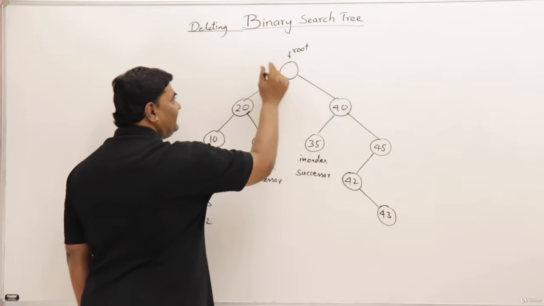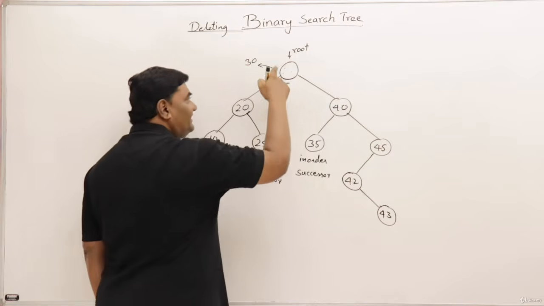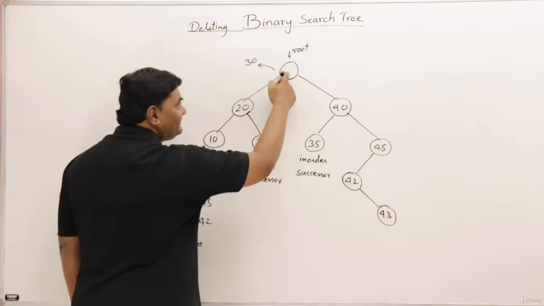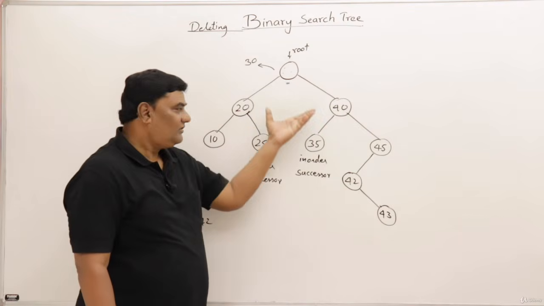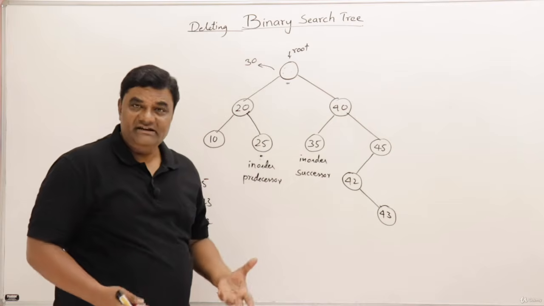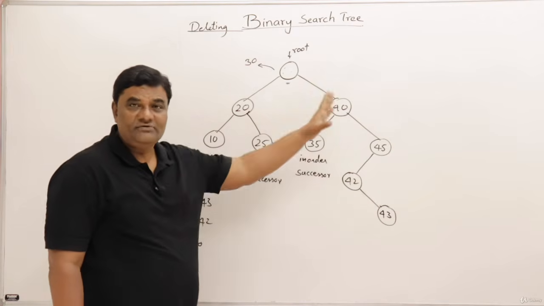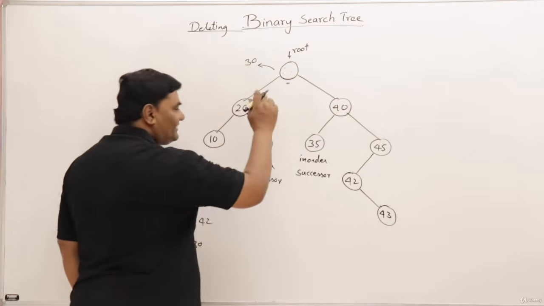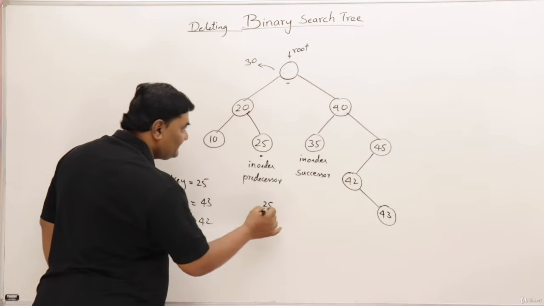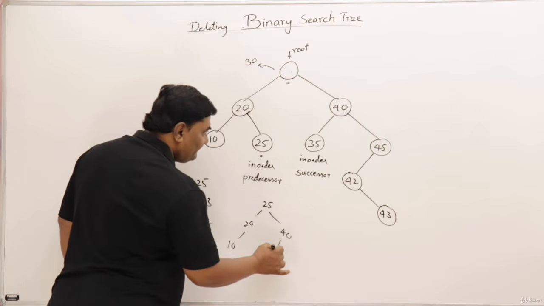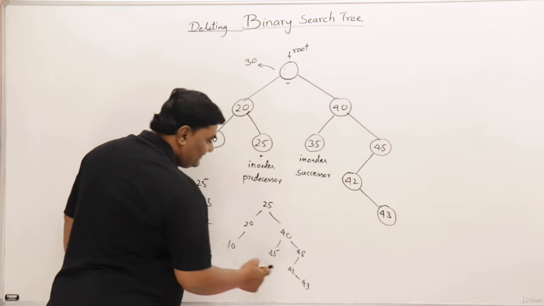If you are deleting 30, 30 is going out, then either the in-order predecessor will take its place or the in-order successor will take its place. So the in-order predecessor may be a leaf and the in-order successor we assume is a leaf. Yes, they are leaves. So a leaf node will come into its place. So we don't have to disturb so many nodes. So the result of this tree can be 25 as a root and 20 and 10 on this side, 40, 35, 45, 42 and 43. It can be like this.